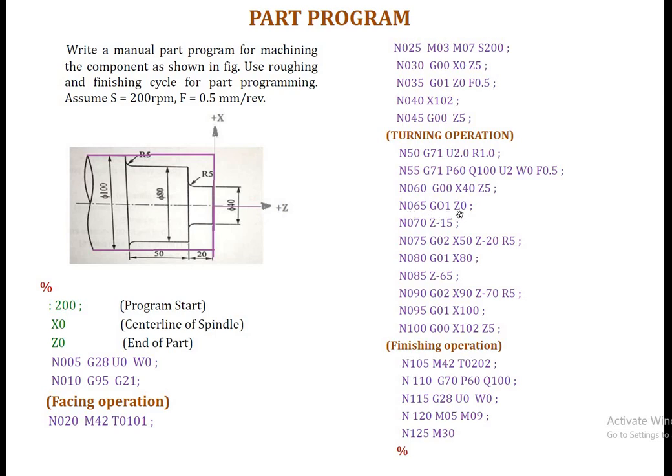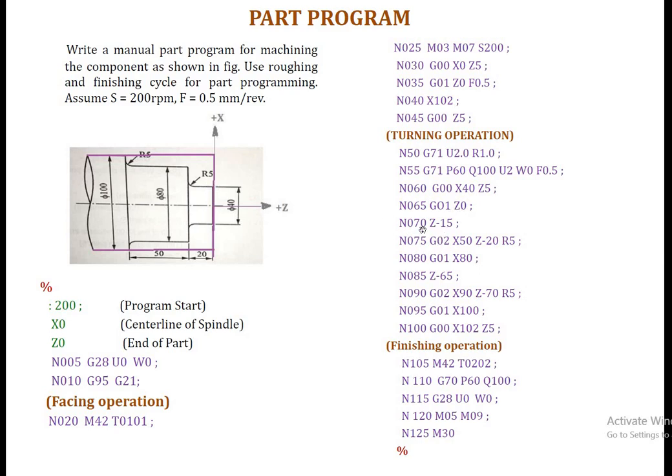Next, N065, G01, Z0. G01 represents the linear movement, and Z0 means the tool gets the new position, so now the tool is here. Remember that the X position was already defined in the last block. By default, it will consider the X position of the last block if we do not mention the X position in the next block. So the X position is X40, and now Z0. So now the tool is here.